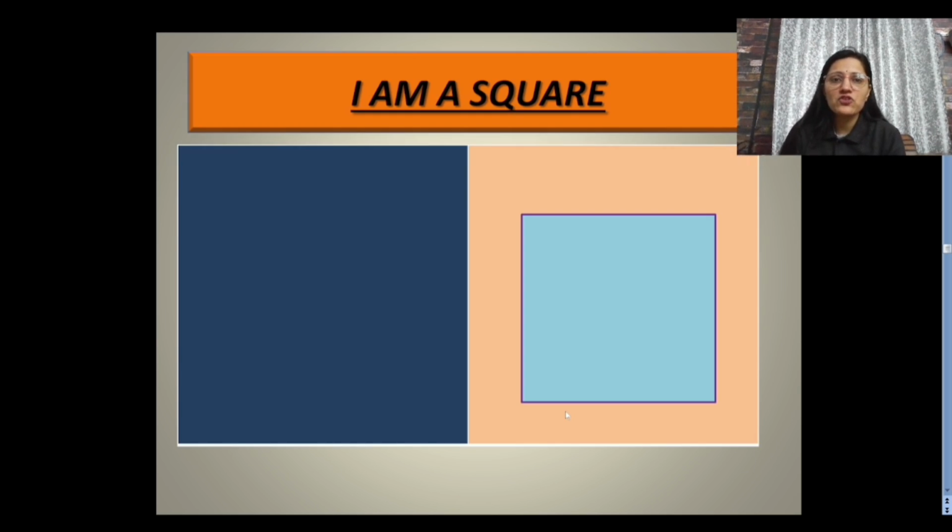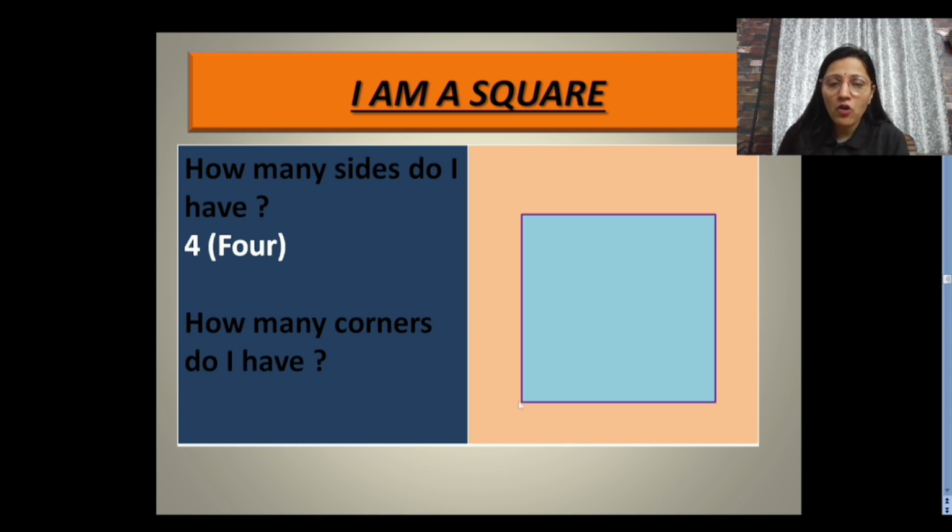Let's see our next shape, which is a square. As you can see on the screen, a square has 4 sides and we can count the corners also: 1, 2, 3 and 4. So the sides are 4 and corners are also 4. Okay, and a very important point: in any square all the sides are equal. In a square all the sides are equal and in a rectangle opposite sides are equal.